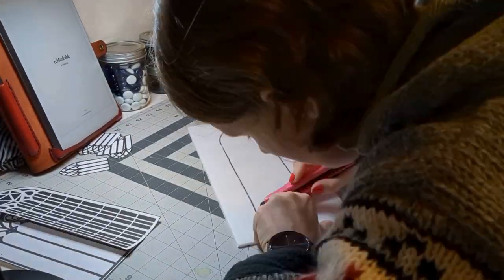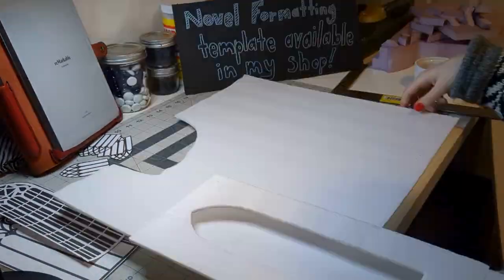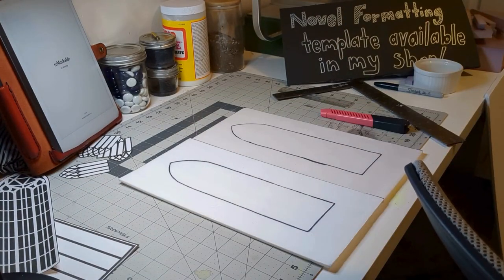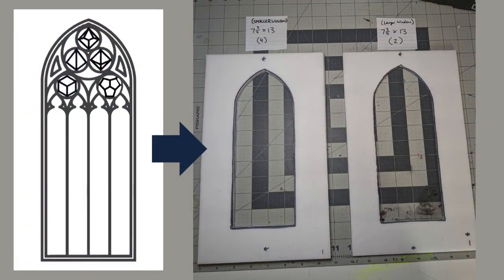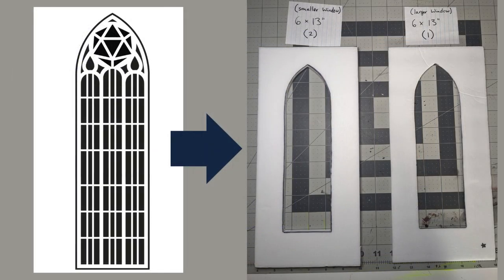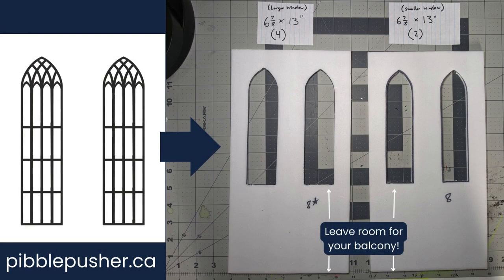I made each wall 3 pieces thick to give them some structure, and I printed out a stencil basically to use for each piece. To give the windows a beveled look, I did one of the layers with a wider opening and then the other windows slightly narrower. You can use whatever windows and shapes you like, but here are the ones I used, with the black and white files available for free on my website at pibblepusher.ca.